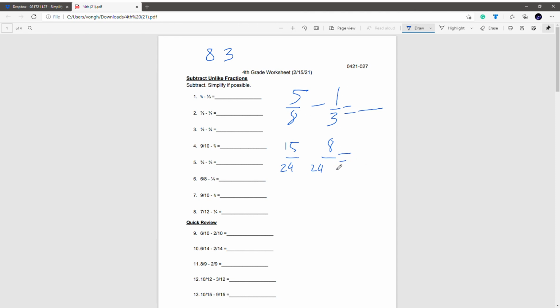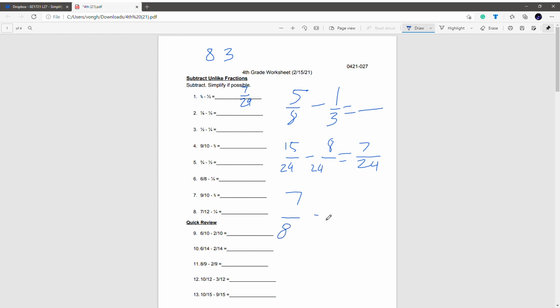And now they're equivalent. And now you can subtract 15 minus 8, that's 7, and that's 24. And you can't simplify it, so that's all you can do from there. So the answer is 7/24. I'll do the next one.